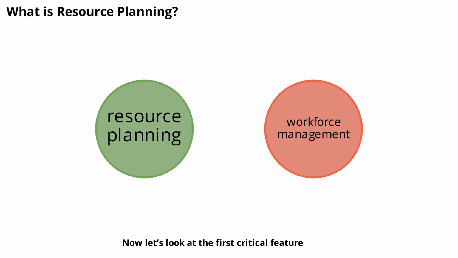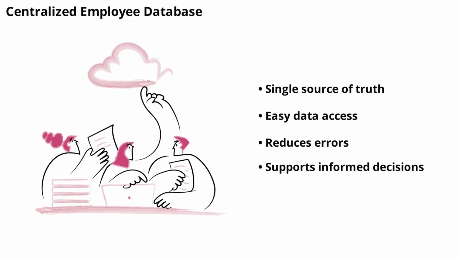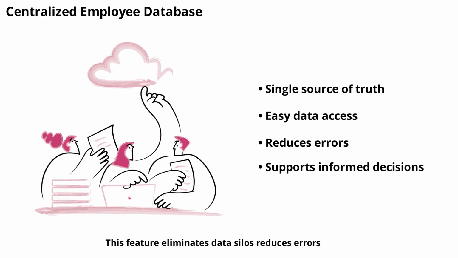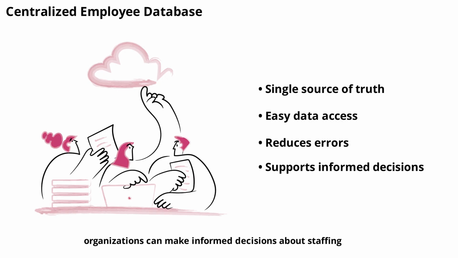Now, let's look at the first critical feature. A centralized employee database is the backbone of any HRIS. It stores all employee information in one secure location, making it easy to access, update, and analyze data. This feature eliminates data silos, reduces errors, and ensures that HR professionals have a single source of truth for workforce planning. With accurate and up-to-date records, organizations can make informed decisions about staffing, succession planning, and resource allocation. Let's see why this feature ranks so highly in impact.